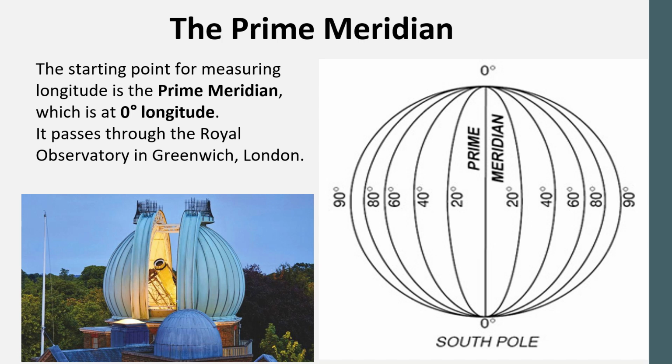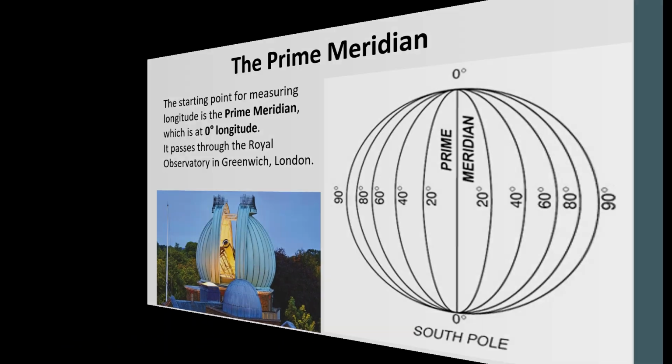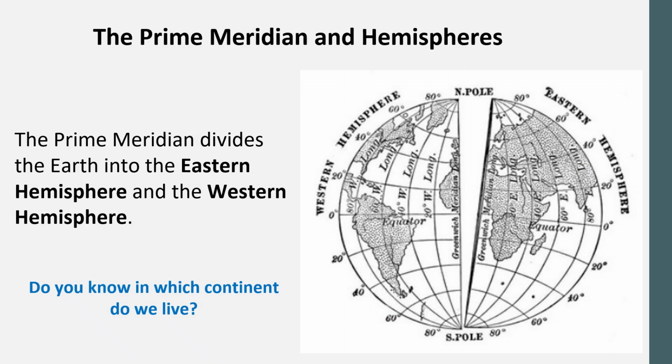The starting point for measuring longitude is the prime meridian, which is at 0-degree longitude. It passes through the Royal Observatory in Greenwich, London. The prime meridian divides the Earth into eastern and western hemispheres. Kids, do you know in which continent you live?